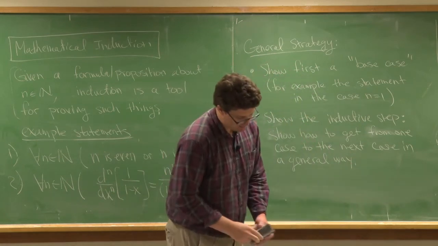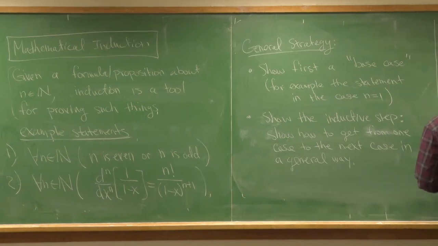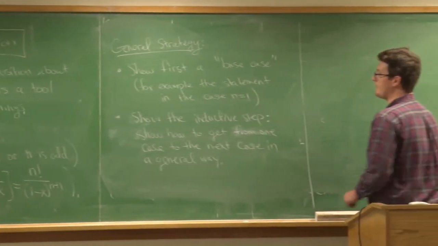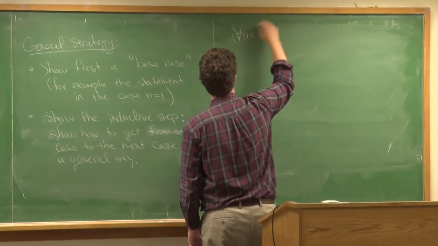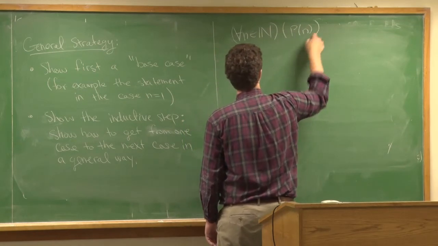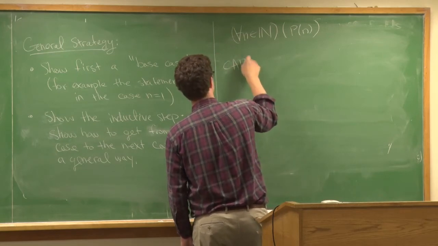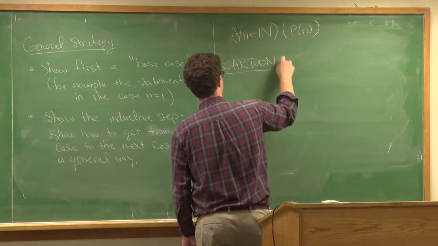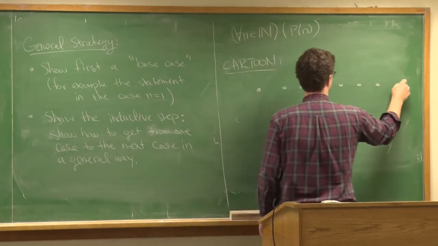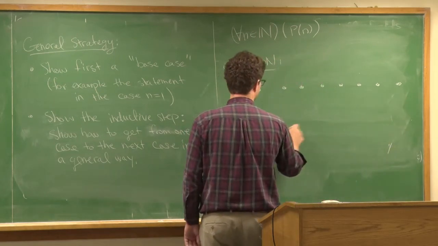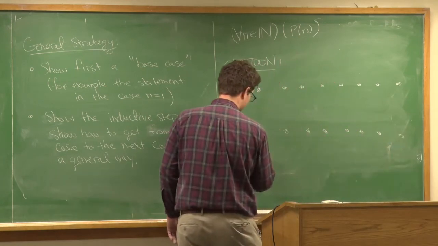Okay, so let me just draw a cartoon of what's going on. We're wanting to prove a statement of the form: for all n in the natural numbers, P of n. Here's a cartoon. I'm going to draw the natural numbers here, and then one more copy here.